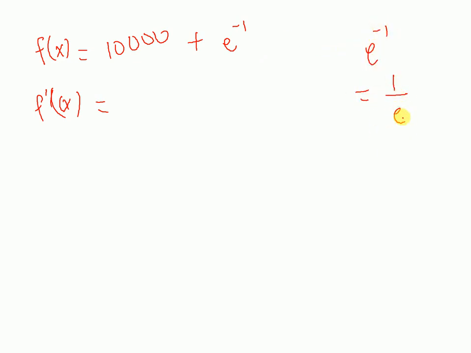We can bring it down to the bottom. Now e is just a single number, 2.71828. So you have 1 over 2.71828. This equals some constant, some number, right? Some number added to 10,000, still some number. So this is just a single number.